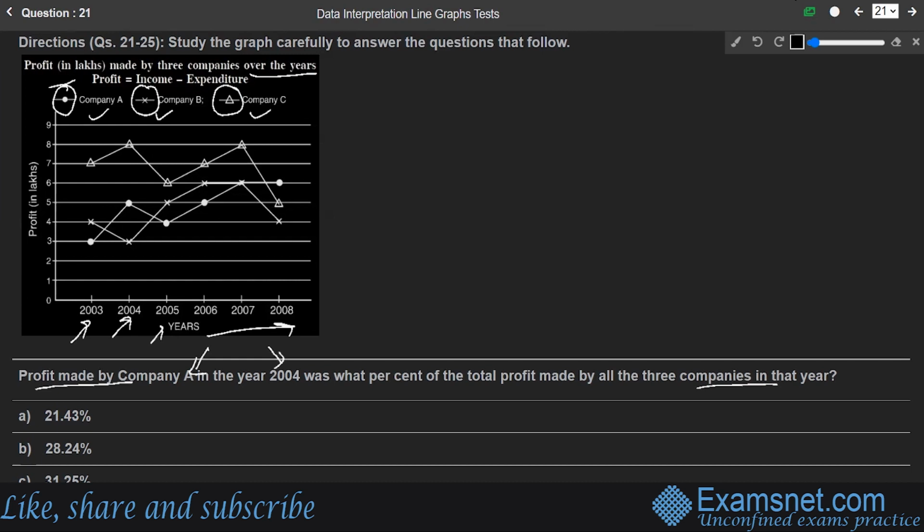Profit made by company A in the year 2004. So let us pick up the values. Profit in the year 2004 by the company A. That's what we are supposed to fetch from the graph. In 2004, profit by A.